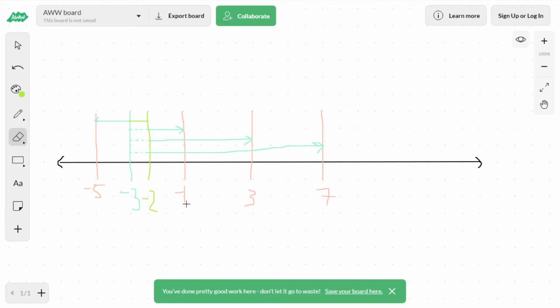There we go. So basically, what we're getting is we're increasing the total distance by 1, right? Because we're moving 1 unit away from the -5. But we're also moving 1 unit towards the -1, the 3, and the 7.